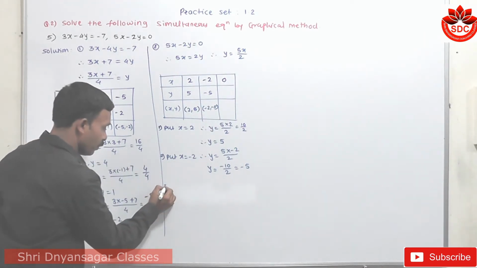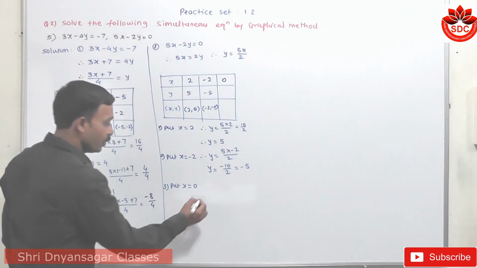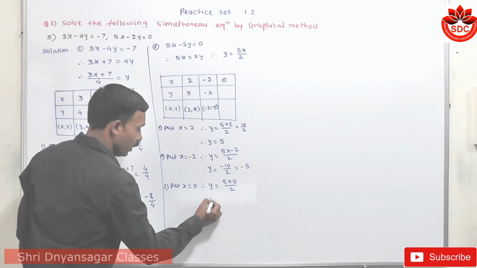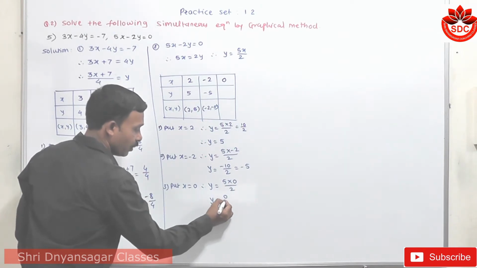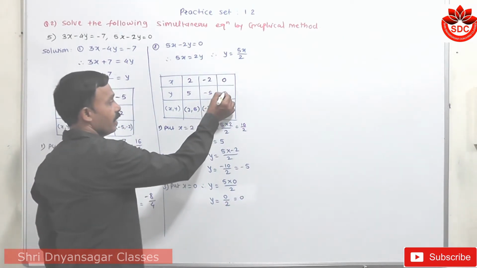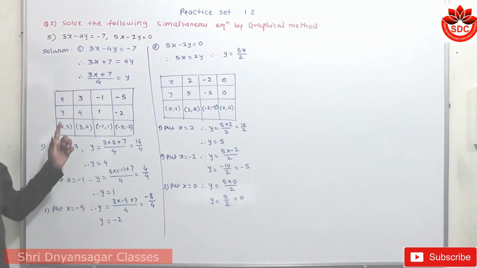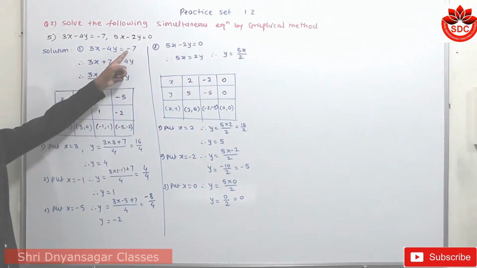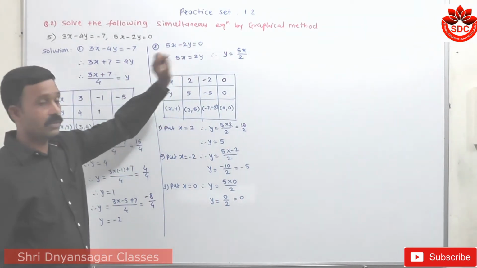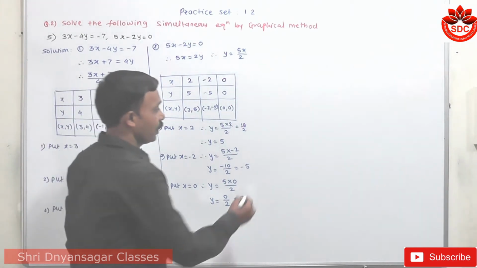And the third one is put the value of x as 0. When we substitute the value of x here, that means 5 into 0 upon 2. Students, any number multiplied by 0, upon 2, the answer becomes 0. That means the ordered pair is 0 and 0. Now students, this is the table for the equation 3x minus 4y is equal to minus 7, and this is the table for the equation 5x minus 2y is equal to 0. Okay, then we have to draw the graph here.